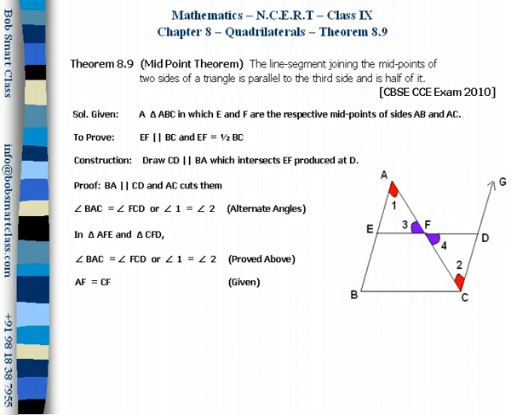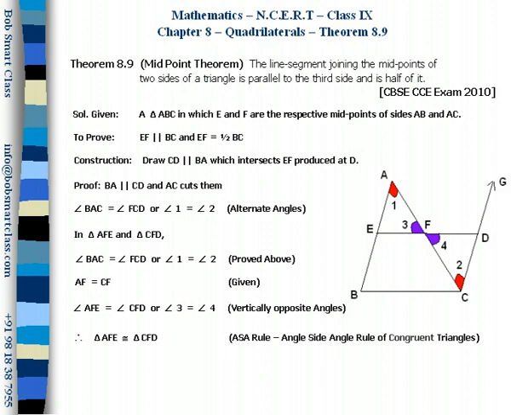Next, angle AFE equals angle CFD, or angle 3 equals angle 4, because they are vertically opposite angles. Hence, by the ASA rule, which is the angle side angle rule, these two triangles are congruent. Therefore, triangle AFE is congruent to triangle CFD.